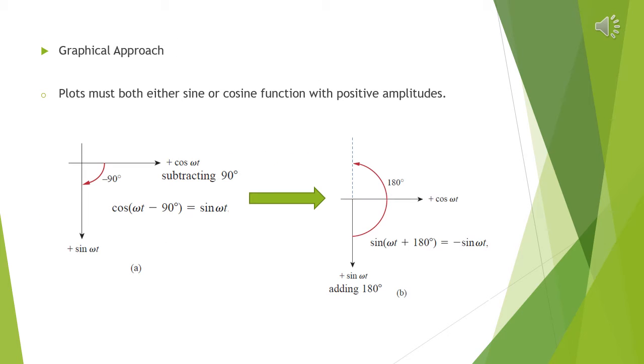For the second method, graphical approach, the conditions are still the same as the trigonometric identities, which is plots must both be either sine or cosine function with positive amplitudes. For example, cos(omega t minus 90 degree) equal to sine omega t. That means the direction of the arrow is 90 degree clockwise.